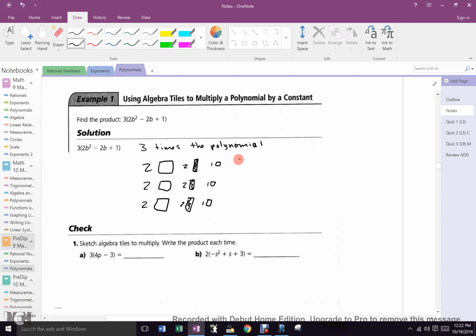And the answer, of course, is 6 big guys, 6 shaded bars, and 3 little guys. Right? And the product would be 6b squared minus 6b plus 3.